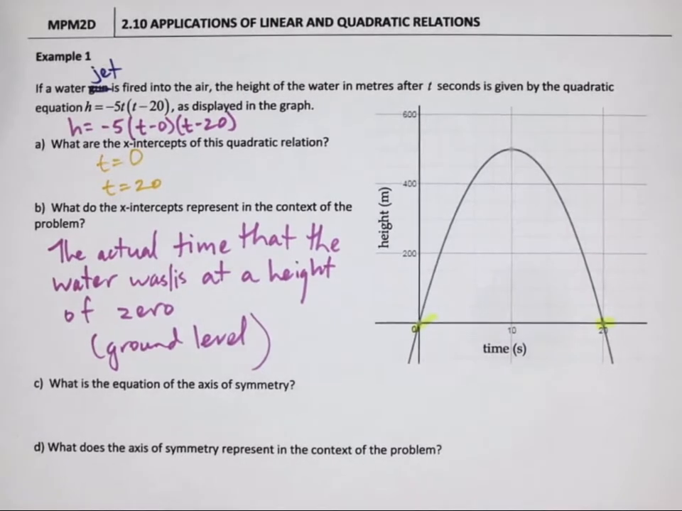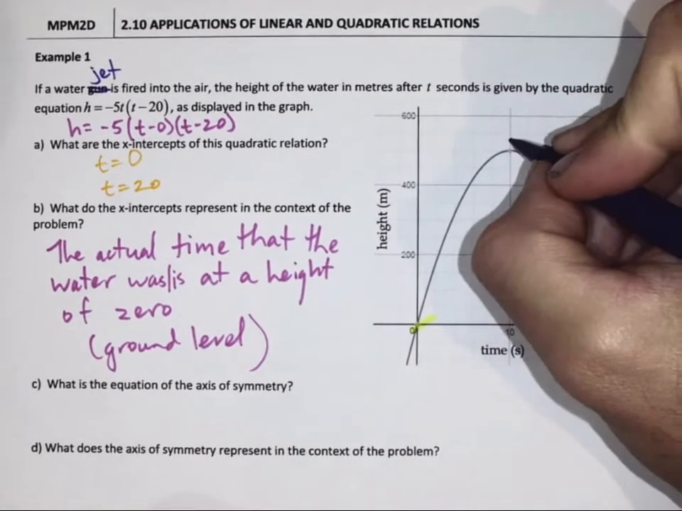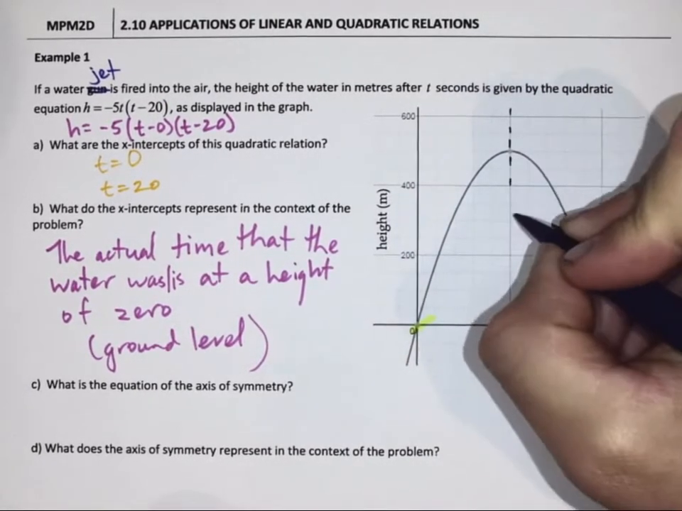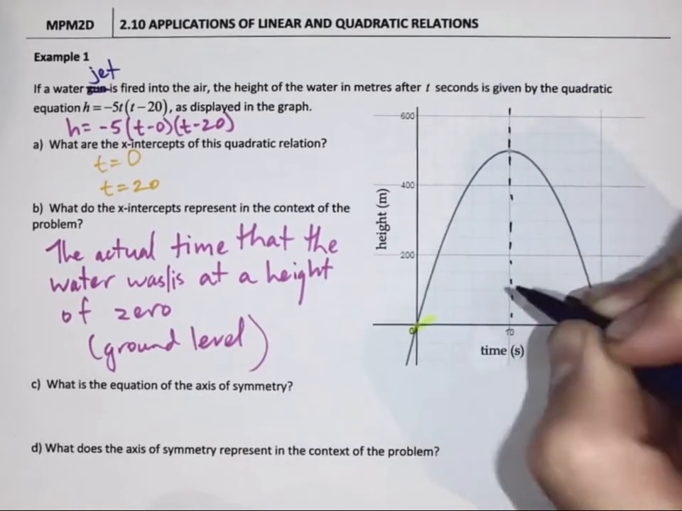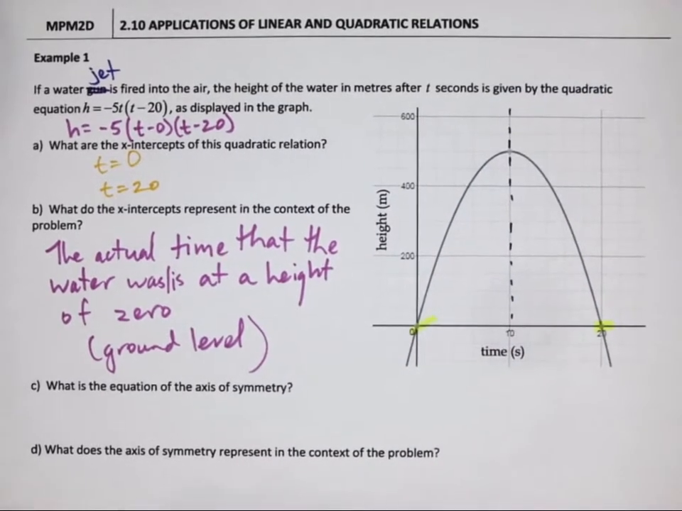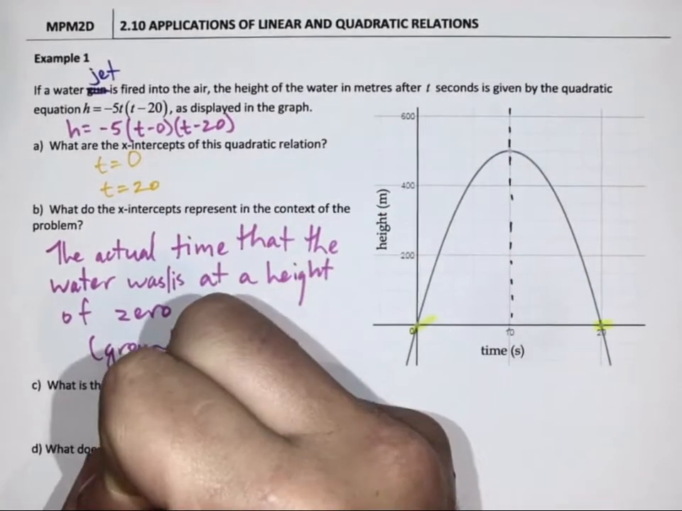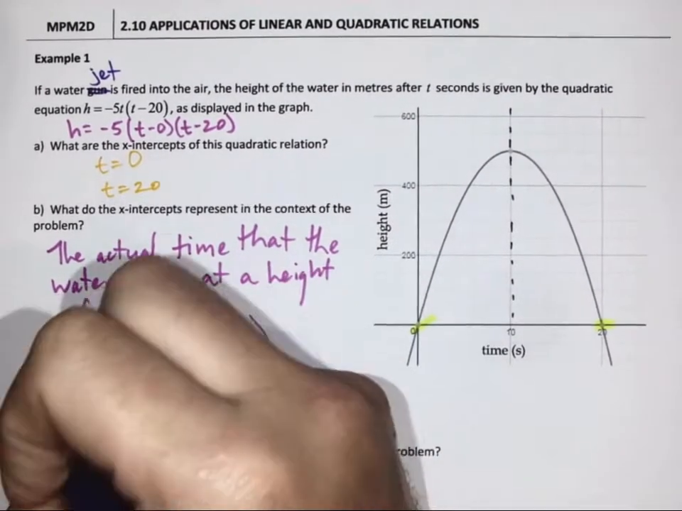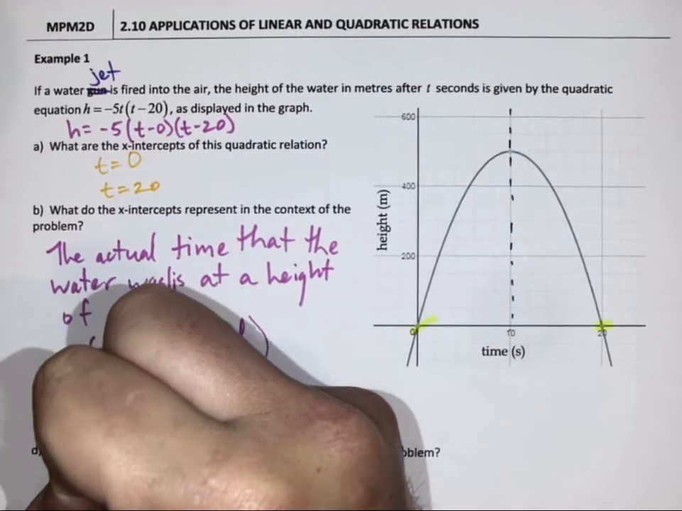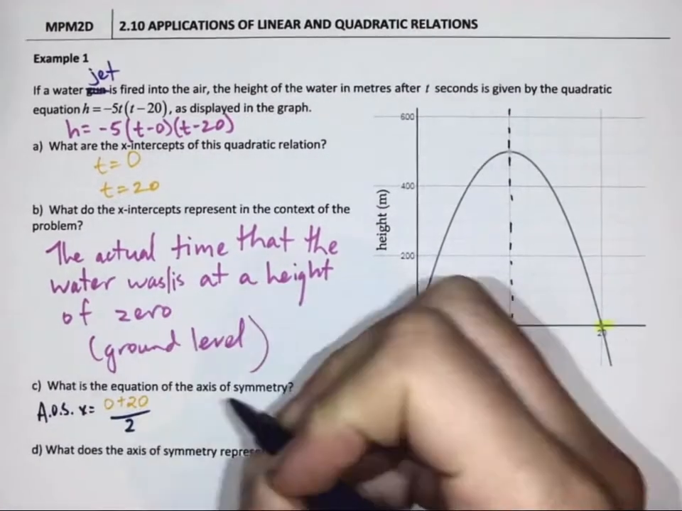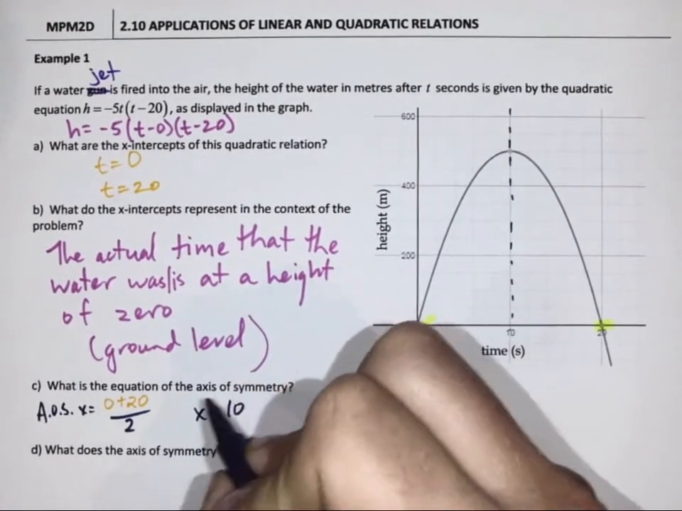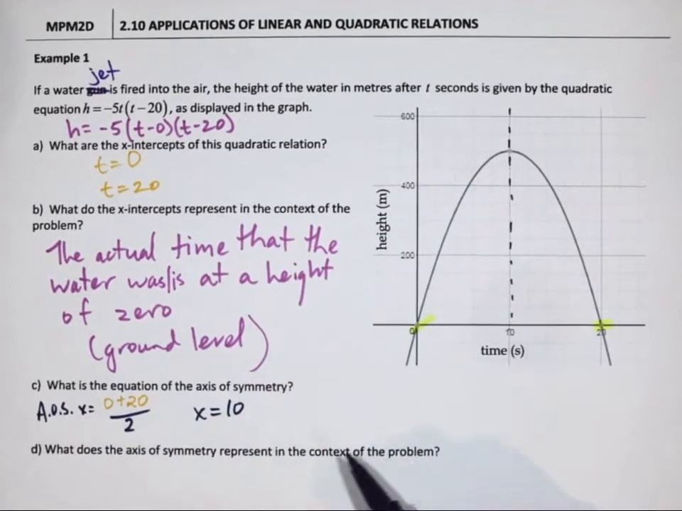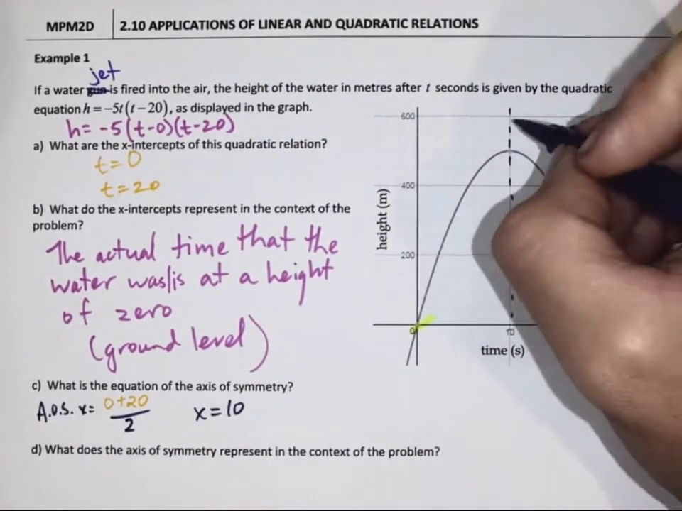Now the axis of symmetry goes through the vertex, but if we needed to find it, we would add our two x-intercepts together and divide them by 2. 0 plus 20 is 20, divided by 2 is 10. Hey, that makes sense. There it is.